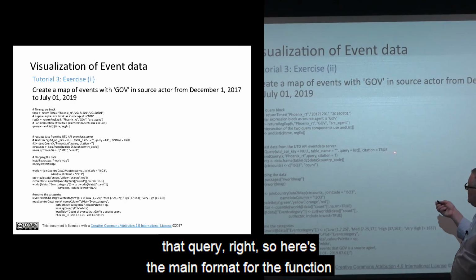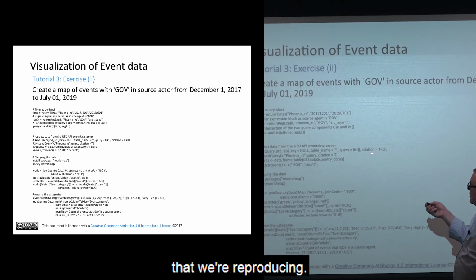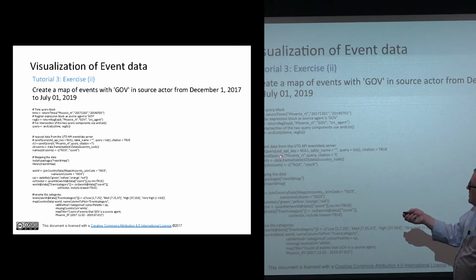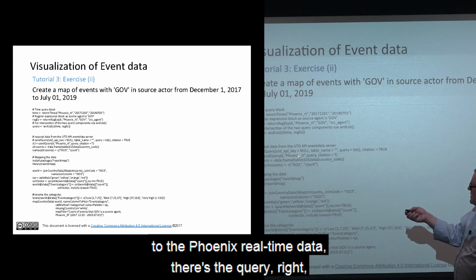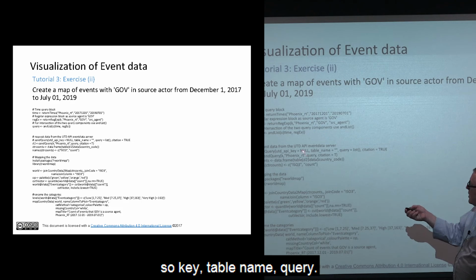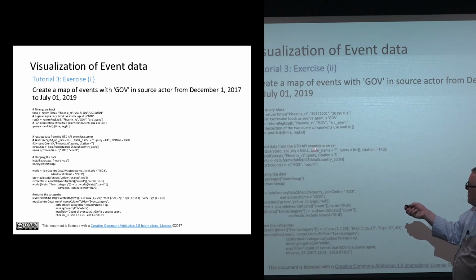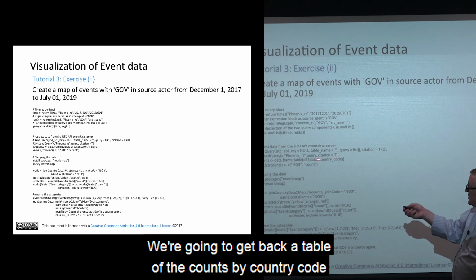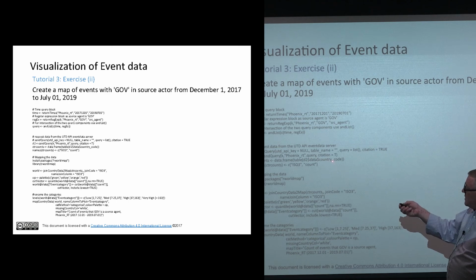So here's the main format for the function that we're reproducing. We're going to send that query with key K to the Phoenix real-time data. There's the query, right? So key, table name, query. There's the query with the citation. We're going to get back a table of the counts by country code, and then we're going to label those. So let's run that first part.